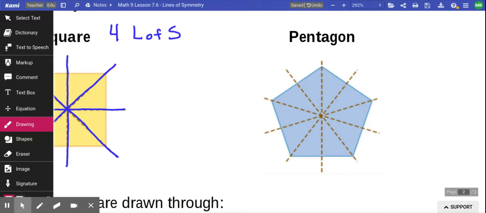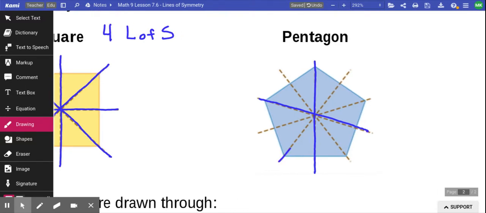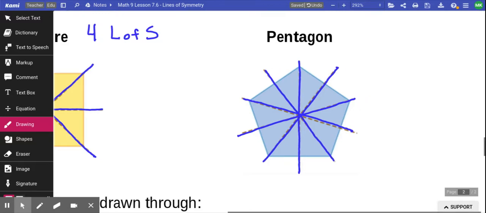If we look, all the lines of symmetry are drawn there. We start at one corner. We go straight through to the other side. That's one line of symmetry. We go to the next corner, and we go straight through to the other side. That's a line of symmetry. We go to the next corner and go straight through to the other side. That's a line of symmetry. We go to the next corner, we go straight through to the side. That's a line of symmetry. And we go to the last corner and go straight through to the side. That's a line of symmetry. And what you'll notice I'm doing is starting in the corners of the shape and connecting across to the sides on a pentagon to find all 5 lines of symmetry.